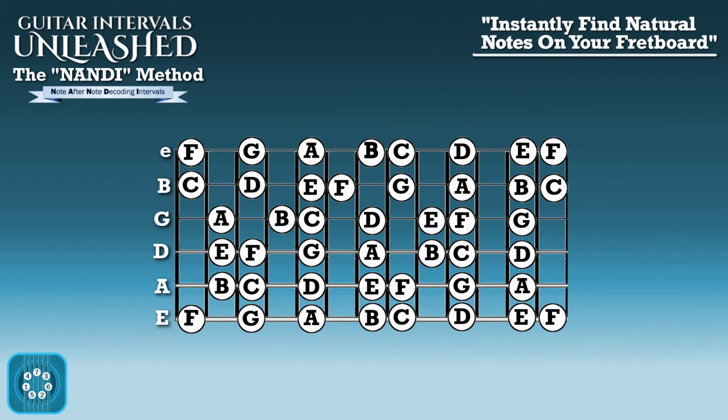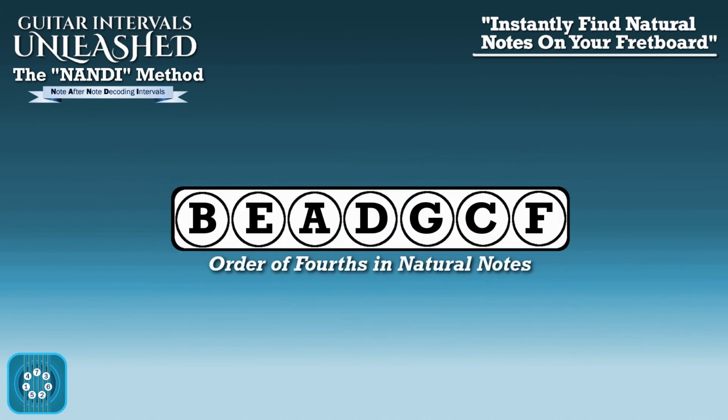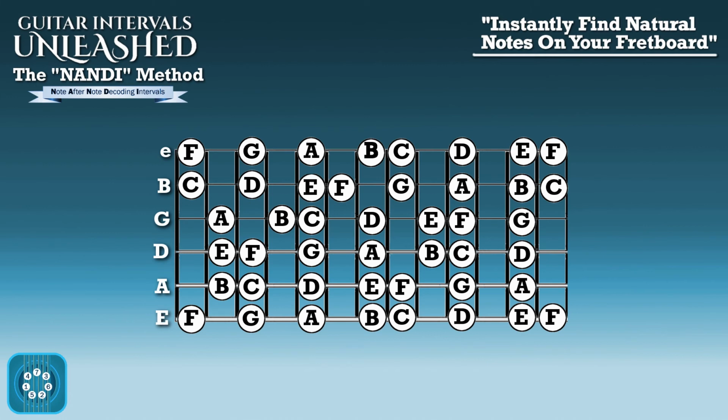One thing to take note of is that the distance between B and F, which you'll note are the ends of the sequence, B, E, A, D, G, C, F. The distance between B and F is an augmented fourth, or a tritone, meaning it's 1 half step larger than a regular fourth, so you'll have to make a half step adjustment upwards. You can see that in this image, where every time it goes from B to F, or from F to B, there's a half step adjustment.